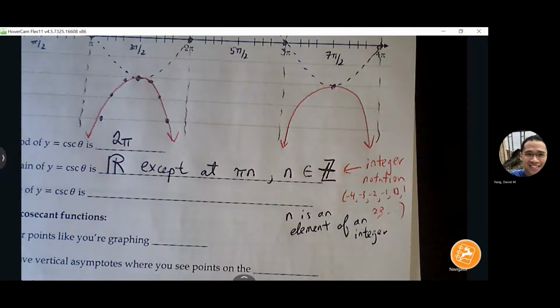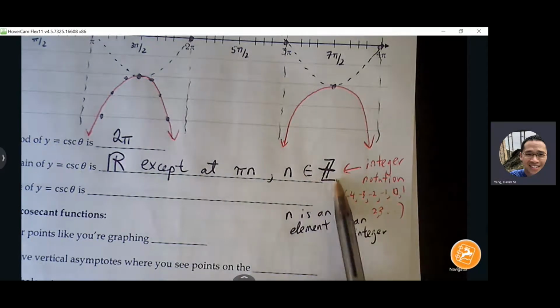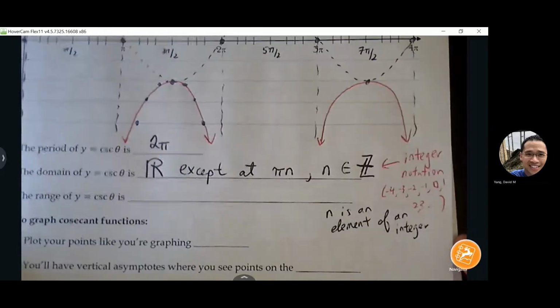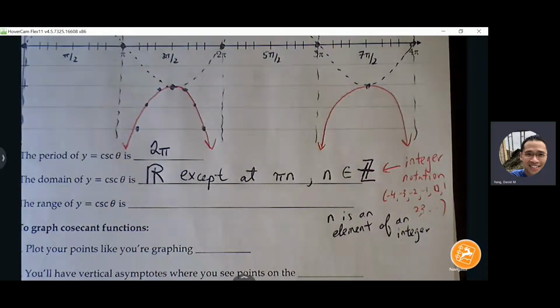So, I'm restricting n to be just within the family of integers, and that's what that e is. It's just an element of. Okay, does that make sense? Okay, now range. Let's look at the range here.